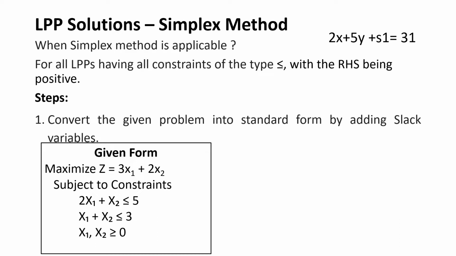In the given problem, as you can see, we have two constraints: 2x1 plus x2 less than or equal to 5 and x1 plus x2 less than or equal to 3. So both the constraints are of the type less than or equal to, with the right hand side positive, and hence we will be able to apply the simplex technique.